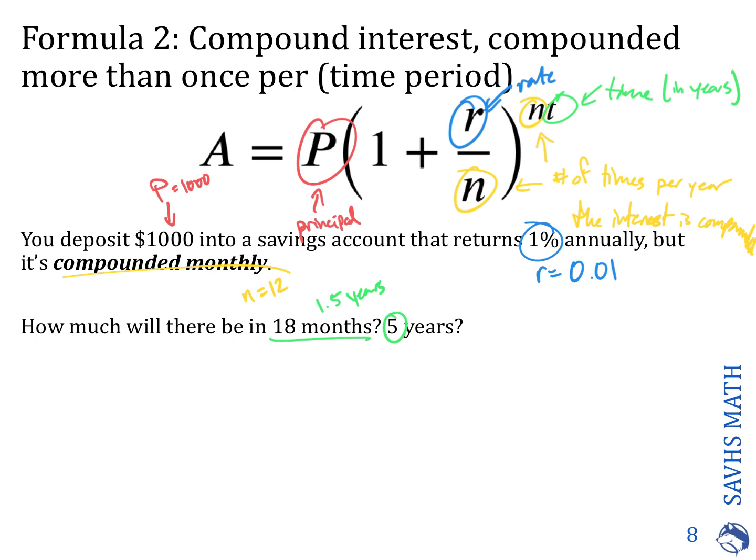So let's write our answer, our model. A equals 1,000 times 1 plus the fraction 0.01 over 12, to the 12t, and t is going to be the thing that we're changing. That's the thing we're going to be putting in 1.5 and 5 for.